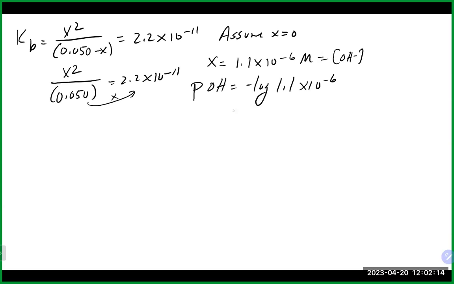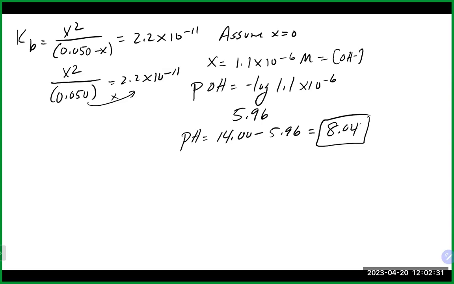Going to give us a 5.96. To get to the pH, we then need to subtract it from 14. So 14 minus 5.96, 8.04 looks like, which is basic. And again, that is what we should expect to happen at the equivalence point in this type of titration.